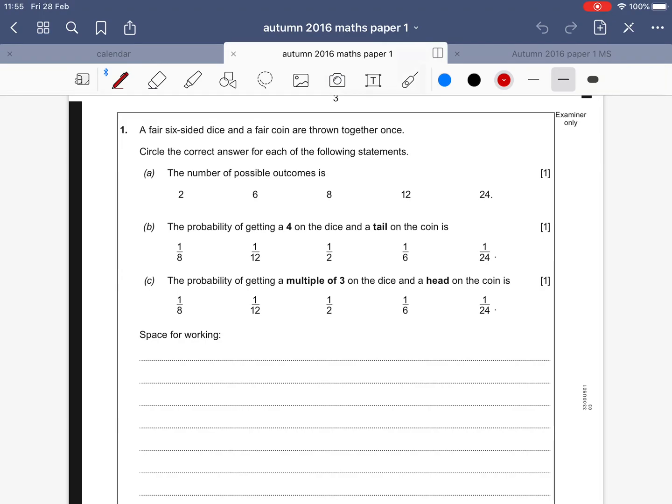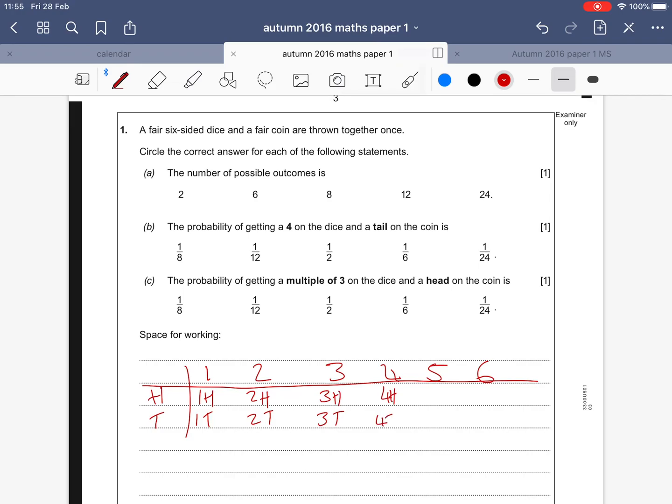Number of possible outcomes. So obviously you know the dice is 1, 2, 3, 4, 5, 6, and you can either have heads or tails on a coin. So you could have a 1 and a head, or a 1 and a tail, a 2 and a head, a 2 and a tail, a 3 and a head, a 3 and a tail, a 4 and a head, a 4 and a tail, a 5 and a head, a 5 and a tail, a 6 and a head, a 6 and a tail. So altogether that's 12 possible outcomes.